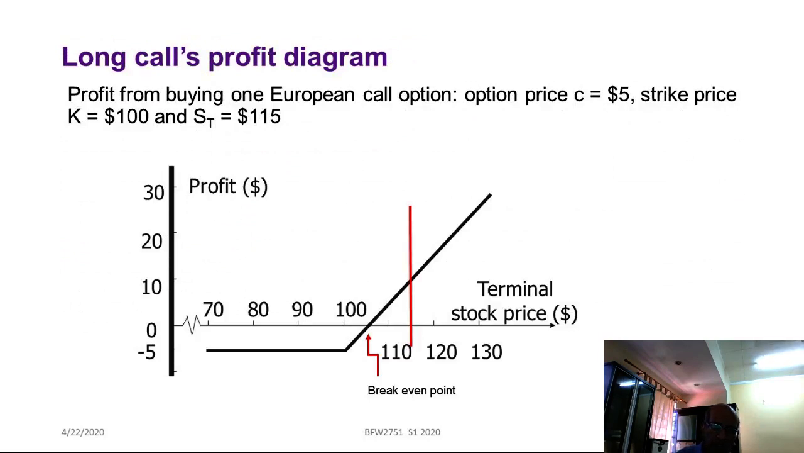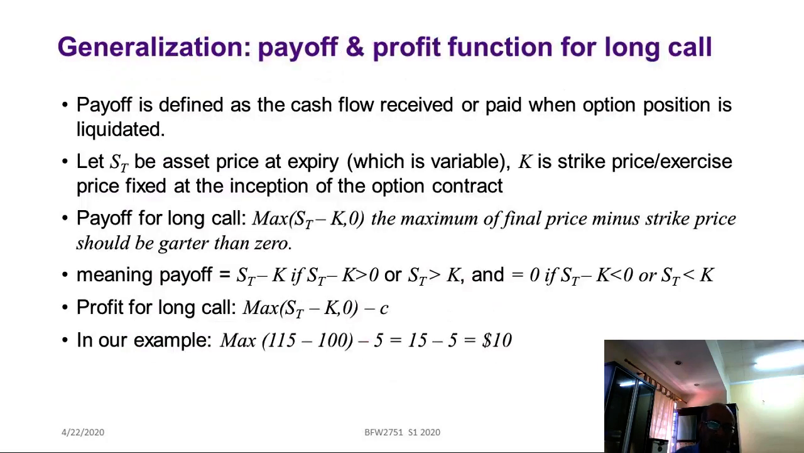Well, you have seen how to draw the option diagram. The long call profit diagram is here. When I say profit diagram, you are taking into account the cost. Now the generalization of the payoff and profit function of this long call. You will always hear this word payoff, and you'll wonder what it means. Payoff is defined as the cash flows received or paid when the option position is liquidated at maturity. A European call or put option is liquidated at maturity. Alternatively, for an American call option, whenever you exercise your option, it is liquidated.